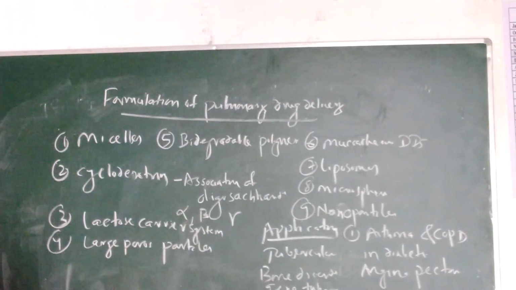And with this, in bone disorders also nowadays this pulmonary drug delivery system is used, like osteoporosis and Paget's disease. In these diseases, the bones can be treated by the pulmonary drug delivery system, which will be able to decrease the effect of the diseases and increase the therapeutic efficiency of the drugs in comparison to other drug delivery systems.